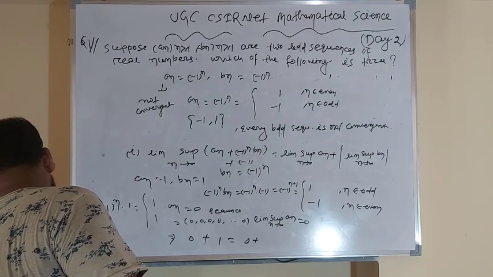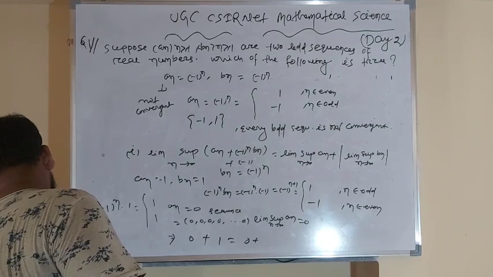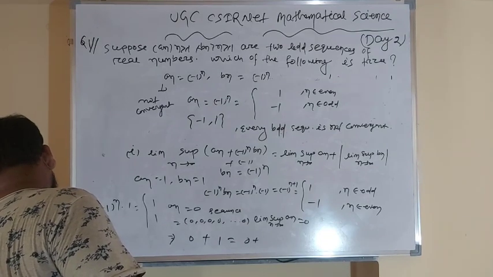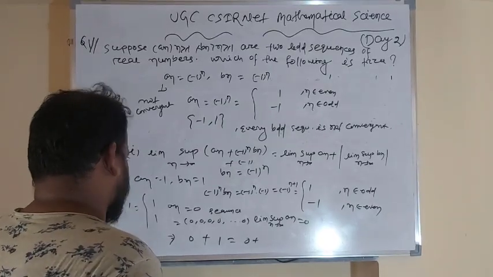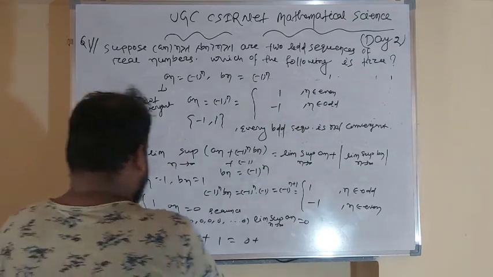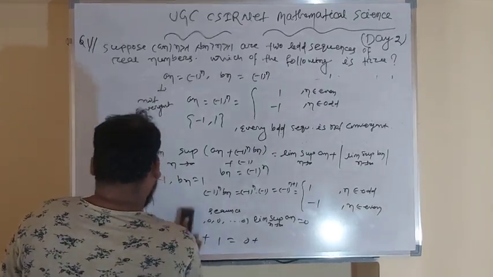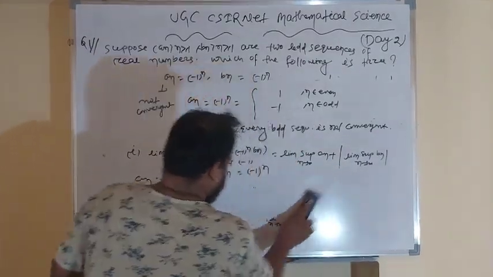Then minus 1 to the n times b_n is equal to what? a_n is a constant, and b_n is equal to 1. Suppose we have taken b_n as 1 minus 1. Suppose we have taken the b_n term as what? a_n is a constant term.